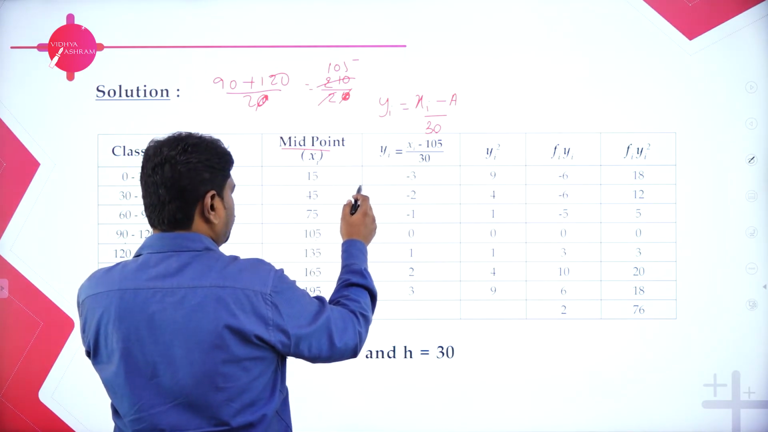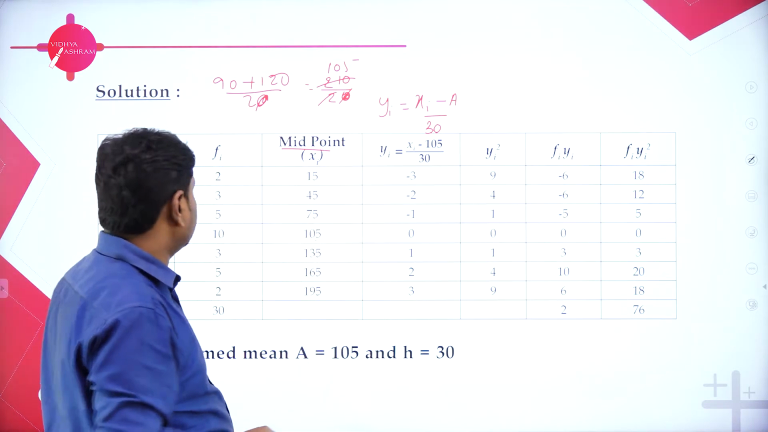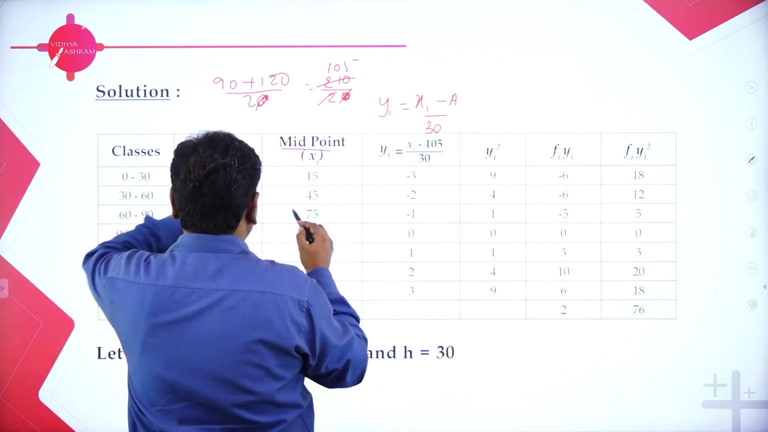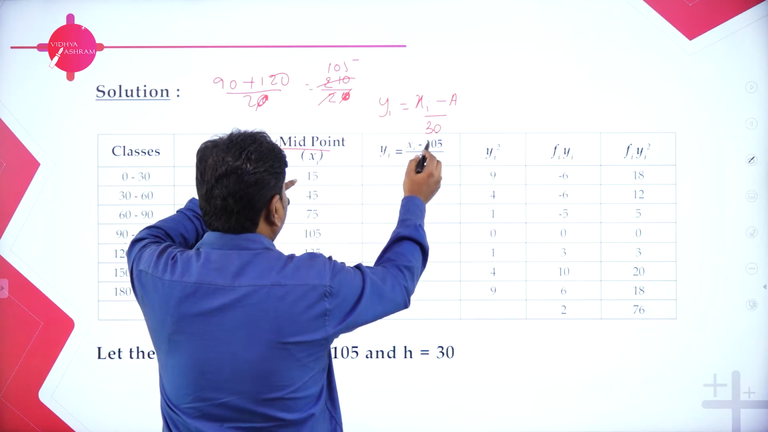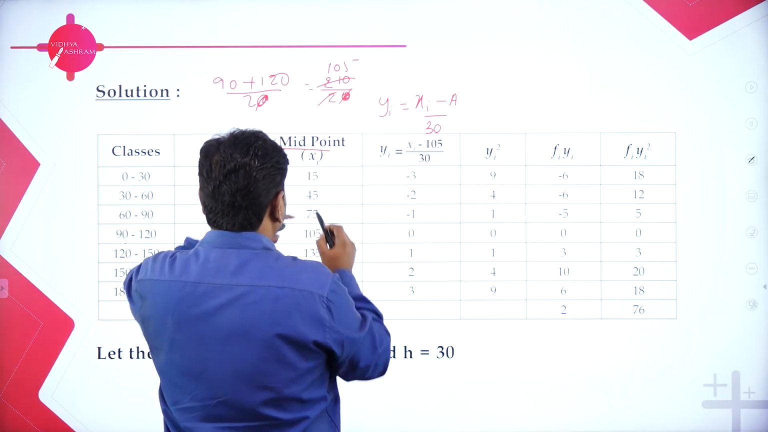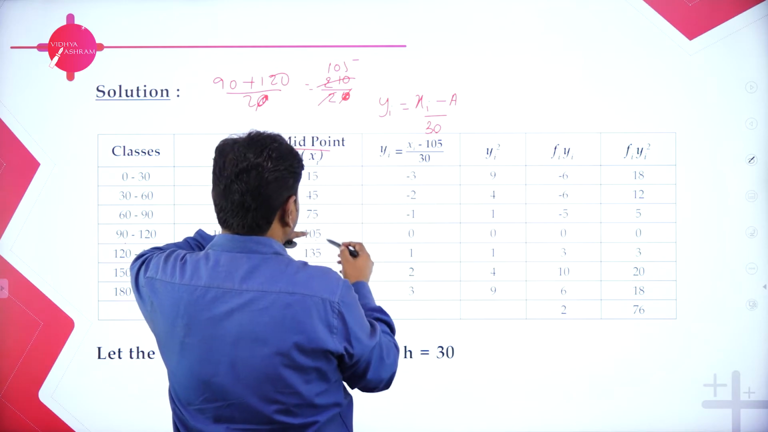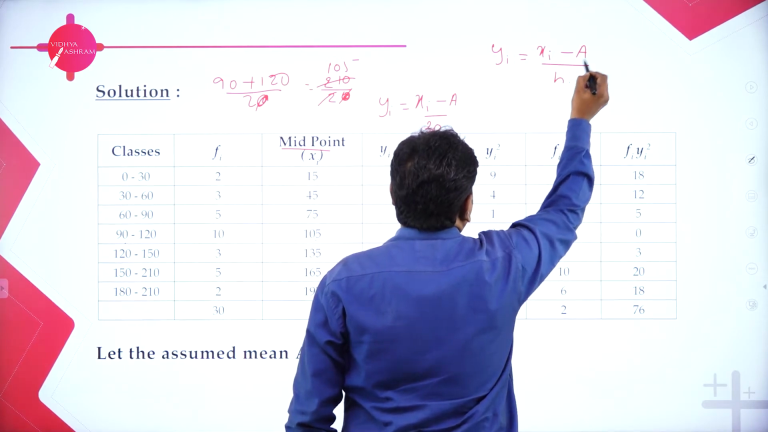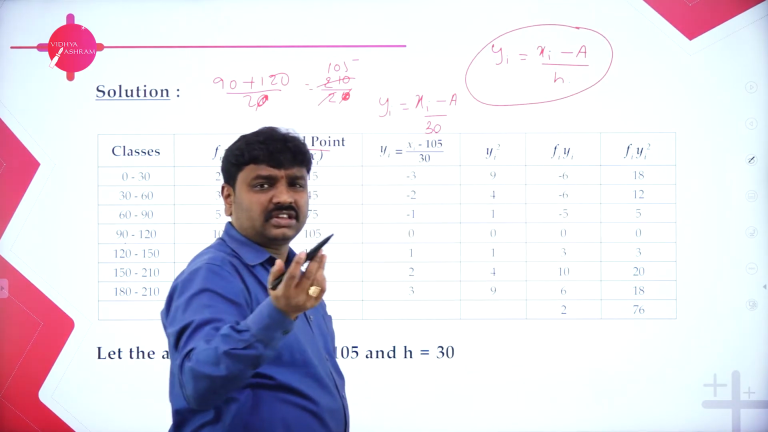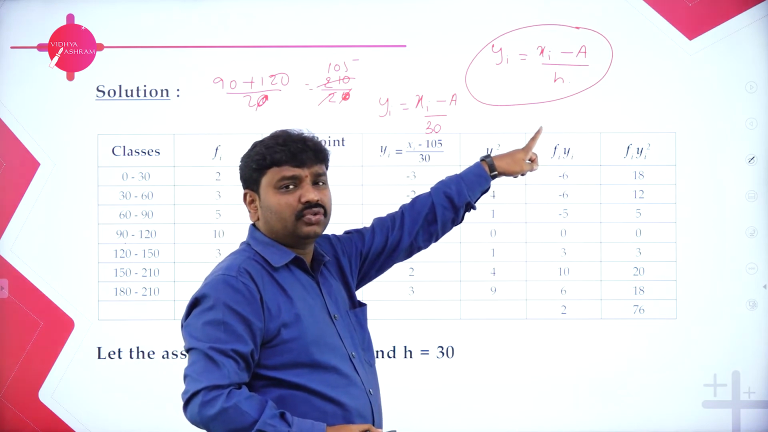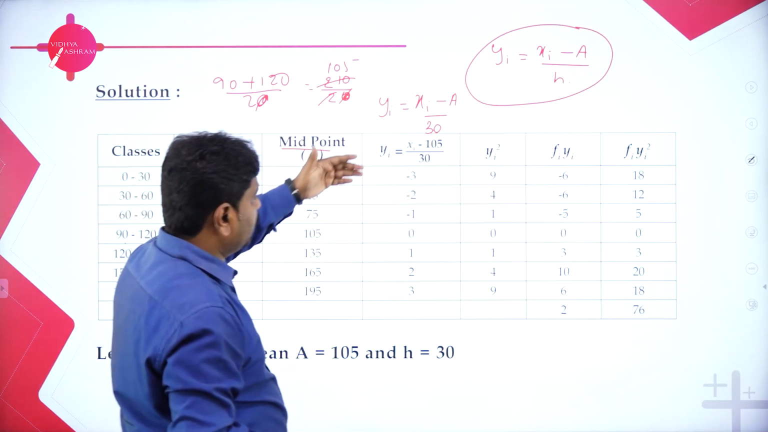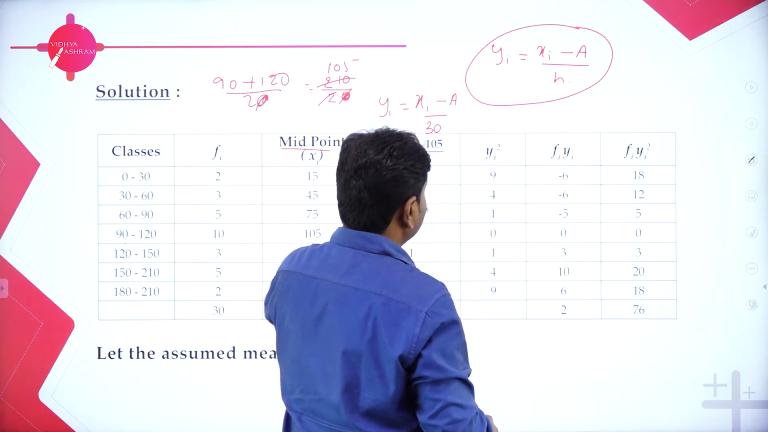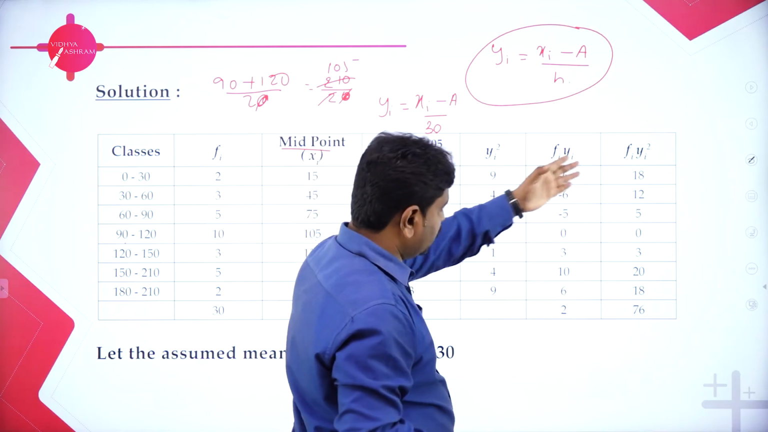Earlier the class size was 1, but here the class size is not 1, it is 30. So divide by the class size. What is xi? 15. 15 minus 105 divided by 30 gives minus 3. 45 minus 105 divided by 30 gives minus 2. So yi is equal to xi minus assumed mean by h. If h is 1, you can neglect it because anything divided by 1 is the same. But here you have to introduce h, because the class size is 30. So you get yi, then you do yi square, then fi into yi, multiplying fi with yi gives you a column, then fi into yi square gives you the other column.